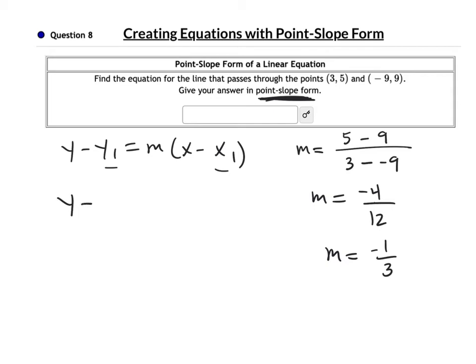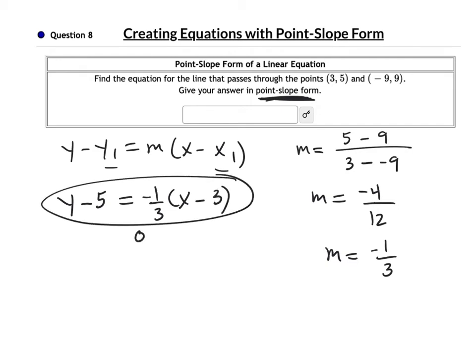y minus, if I use (3, 5), it'd be y minus 5 equals m, negative 1/3 times x minus the x, which is 3. Now this is a perfectly acceptable answer. I'll say or, because you could do the other one too. y minus the y of the other point, which is 9, equals negative 1/3 times x minus negative 9.